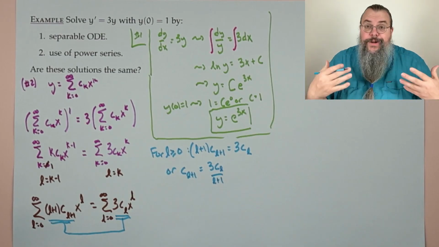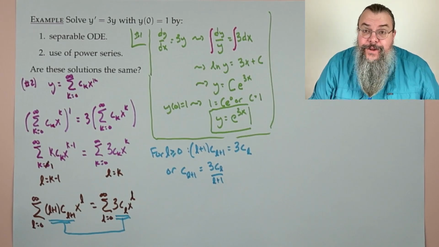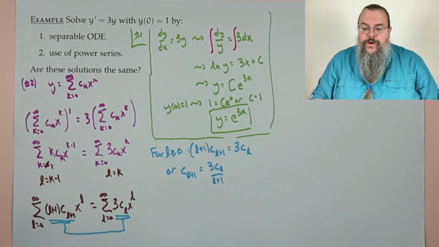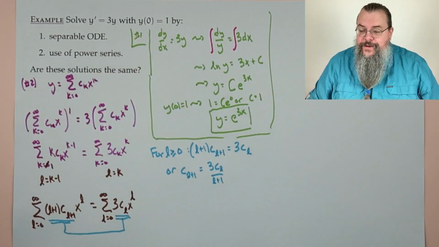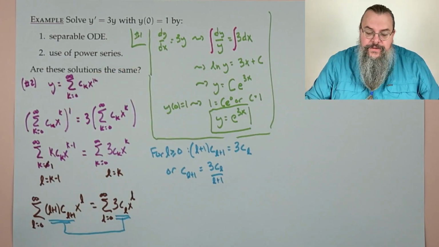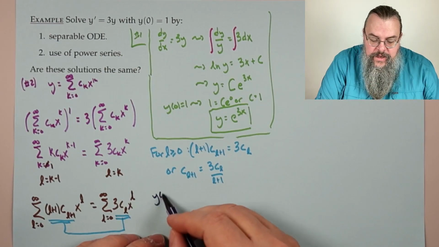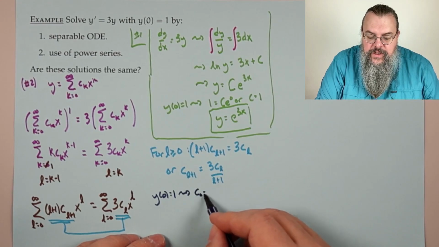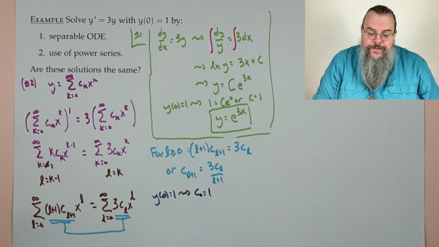Now, where do we start? This just tells us how we recurse, but how do we know what our first value is? That's where initial conditions come in. So, looking at our initial conditions, we have y of 0 equals 1. Y of 0 equals 1 tells us that C0 equals 1. So now we're good to go.